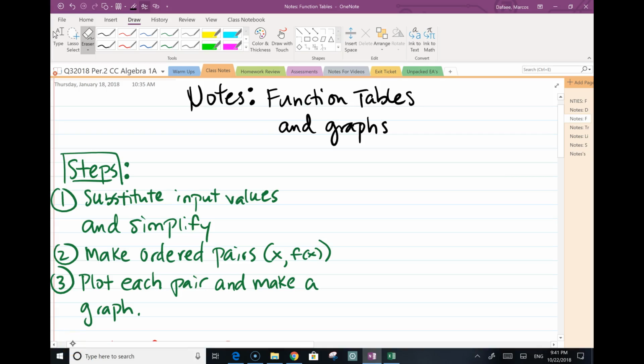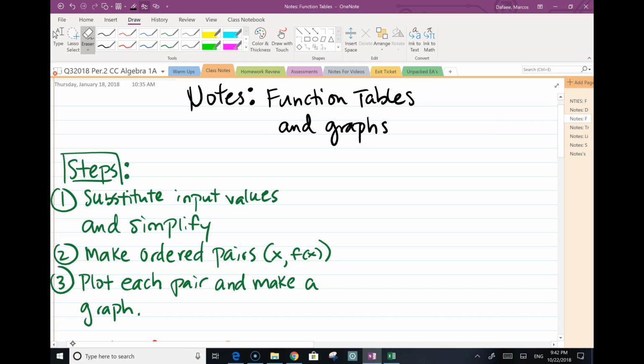Hi everybody. In this video I'm going to talk about how to set up function tables for evaluating basic linear functions. So the steps to doing this include, number one, substituting input values. Now, input values are sometimes provided, sometimes they're not. If they're not provided, then you have to choose your own. And there is a strategy to doing this. It depends on the function that you're working with, and we're going to look at two examples of that.